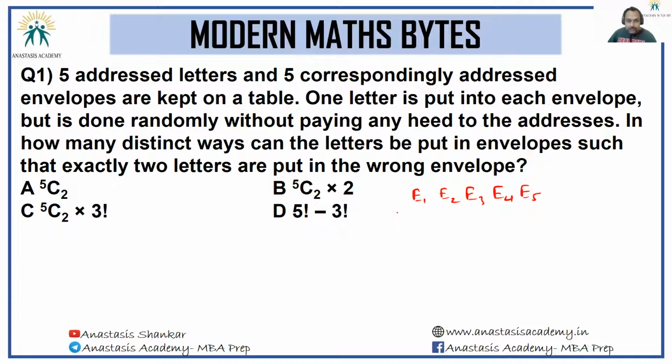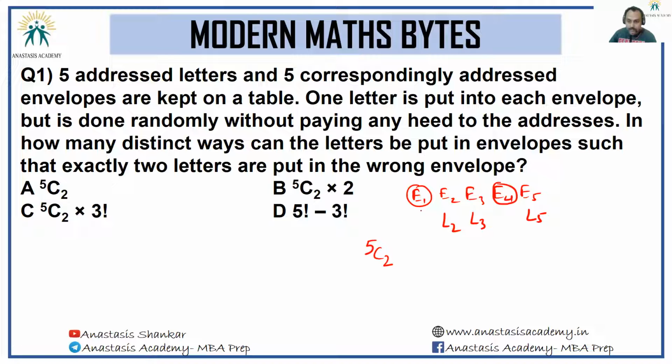First, select the 2 envelopes in which the wrong letters are going. You can do that in 5C2 ways. And let's say those 2 envelopes selected are E1 and E4. These are the 2 envelopes in which wrong letters are going, which means letter 2, letter 3, and letter 5 go in the right envelope.